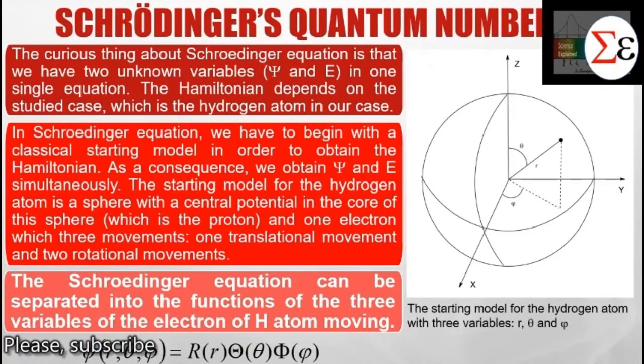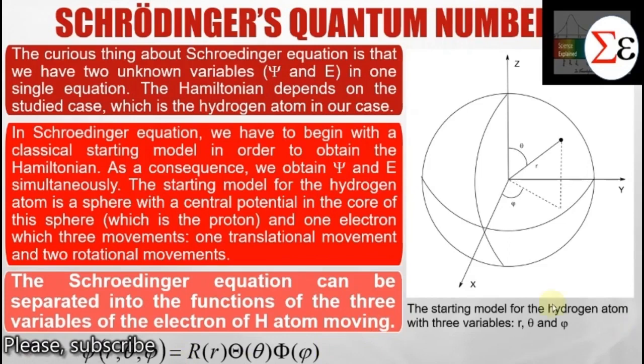The curious thing about the Schrodinger equation is that we have two unknown variables, psi and E, in one single equation. The Hamiltonian depends on the study case, which is the hydrogen atom in our case. In the Schrodinger equation, we have to begin with a classical starting model in order to obtain the Hamiltonian. As a consequence, we obtain psi and E simultaneously.